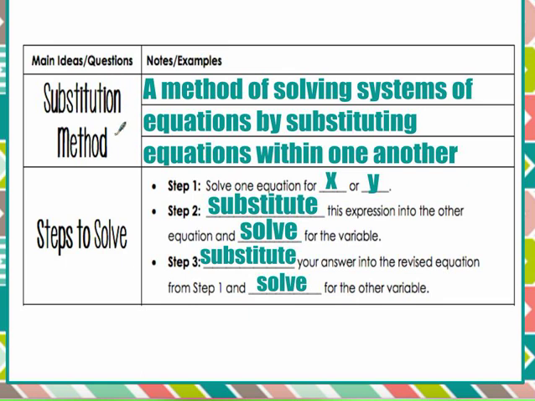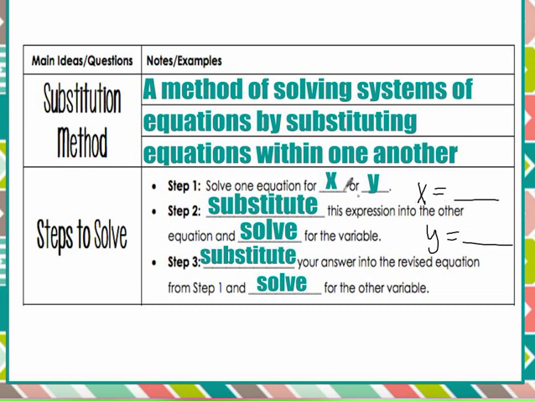So for substitution method, it is essentially just a method of solving systems of equations by substituting equations within one another. So the steps to solving, so this is kind of a 1, 2, 3 every time what you're really doing. So step 1 is going to be to isolate or solve one of the equations for either x or y. Up until this point, we've been really only familiar with isolating y, like getting y by itself. But in this method, you can technically get x by itself as well. I just have to have one of them, either x equals something or y equals something.